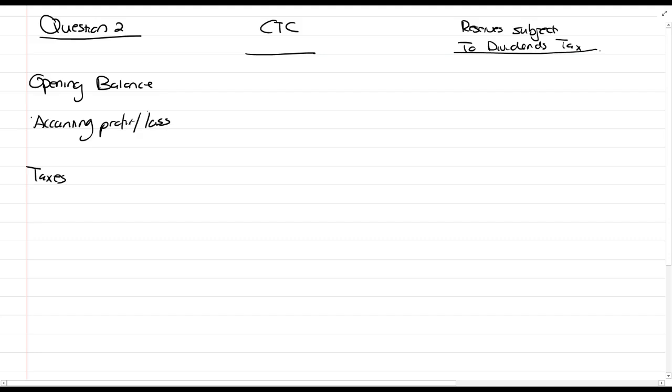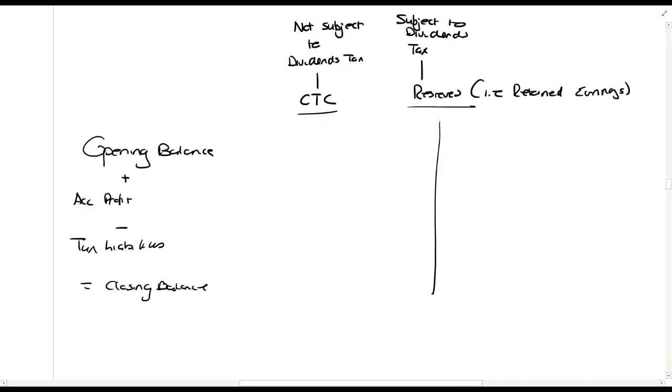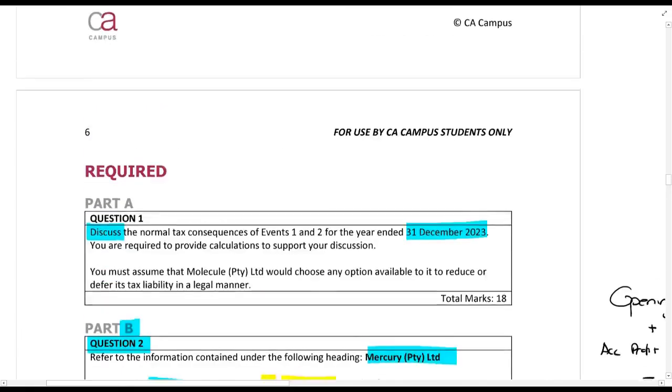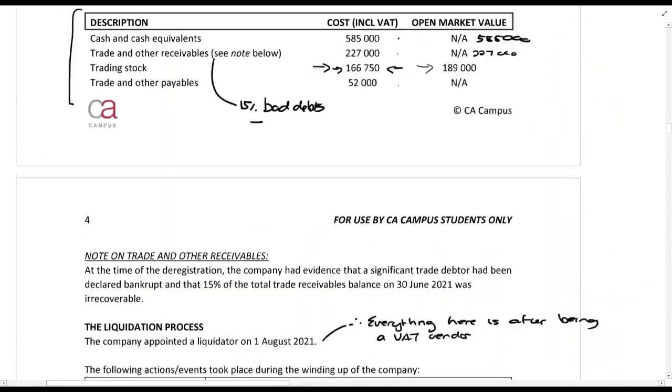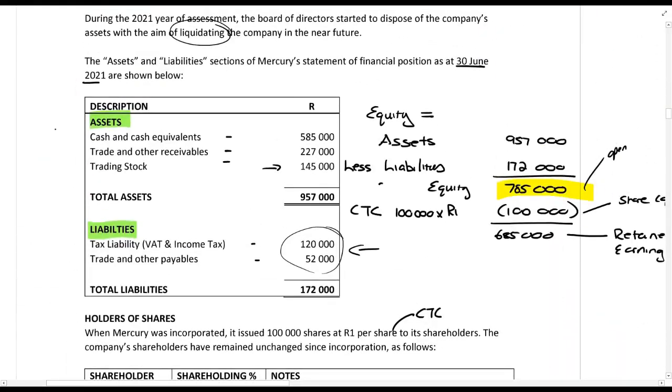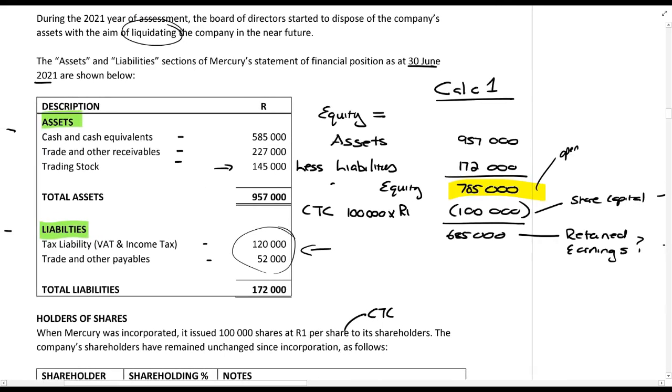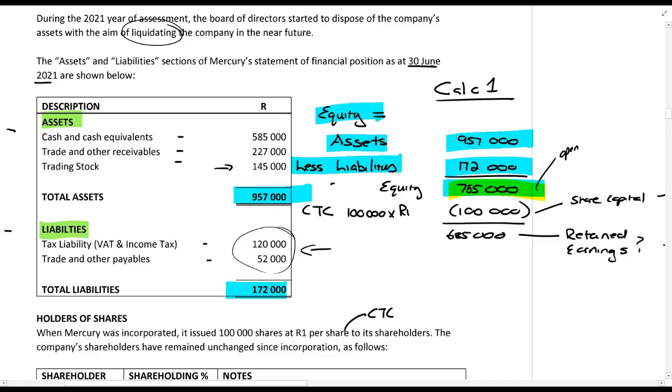Okay, so the opening balance, let's start with calculation number 1. Sometimes I give it to you. In this case, we didn't. I gave you assets, I gave you liabilities. So this over here will be our calculation 1. Just to take you through it again quickly: equity equals assets less liabilities. So assets 957, liabilities 172. The difference between those two is equity of 785.